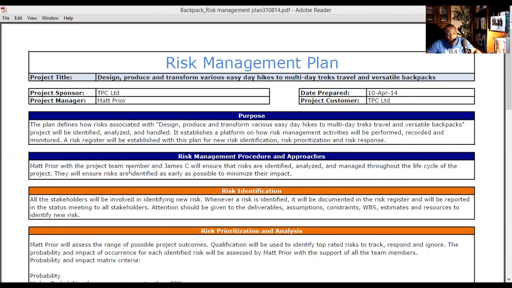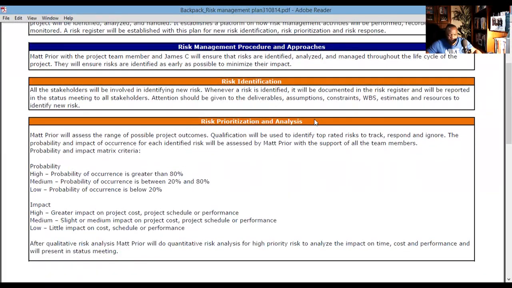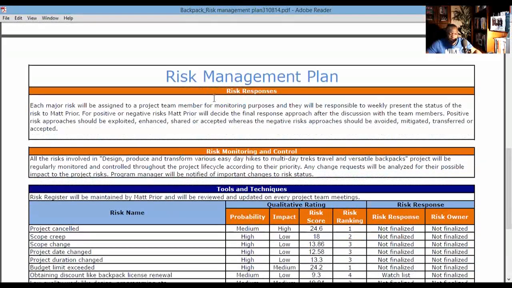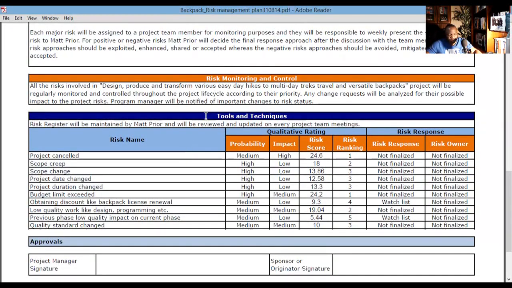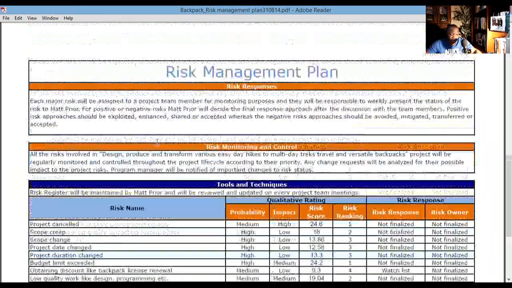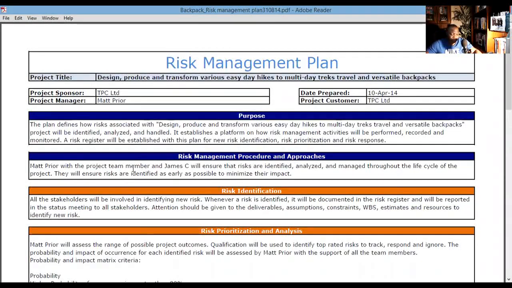It discusses the risk management procedure and approach, as you can see there, the risk identification, the risk prioritization and analysis, which happens in perform qualitative risk analysis, how you'll decide upon the risk responses, how you're going to monitor the risks, and the tools and techniques that you'll use to manage the risks. It could also contain information about things you have seen on previous projects and how you will attack those things on the current project. Again, it's like a blank template for risk management planning.